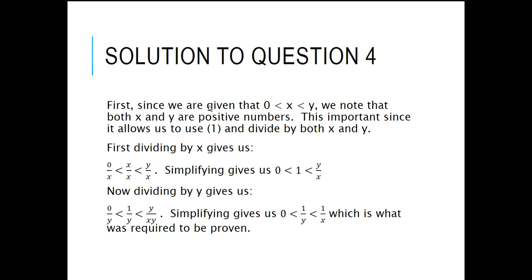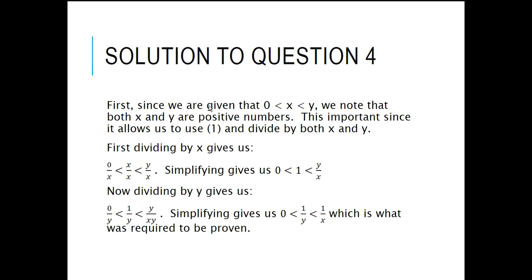So, we're going to take the expression as is, 0 is less than x is less than y, and divide it first by x, which gives us 0 over x is less than x over x, which is less than y over x. And doing some simplification there, obviously 0 over x turns to 0 and x over x turns to 1, we get 0 is less than 1 is less than y over x.